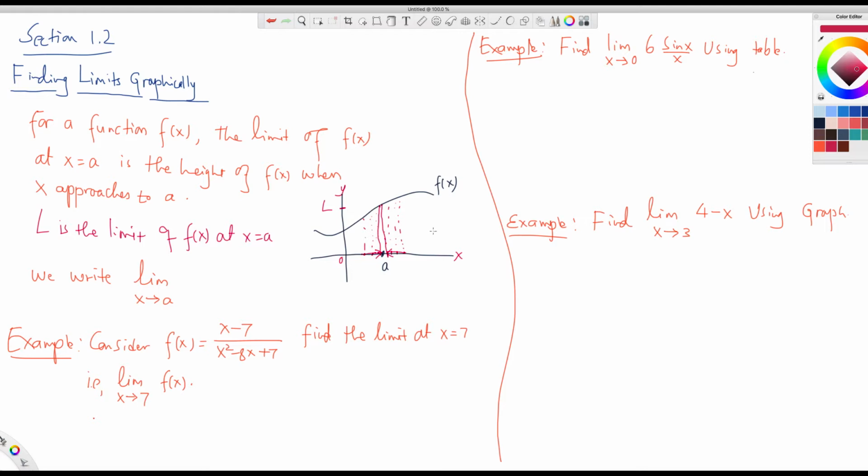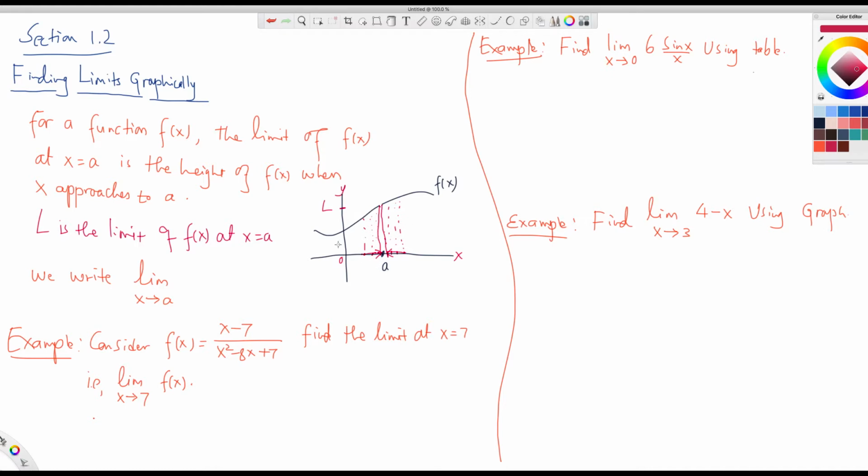Again, the function may or may not have a height, a value, at x equals A. For example, if the function has nothing at x equals A, if there is a gap, a break, the function is not continuous, but still the limit can exist.